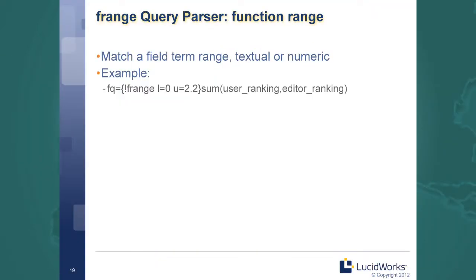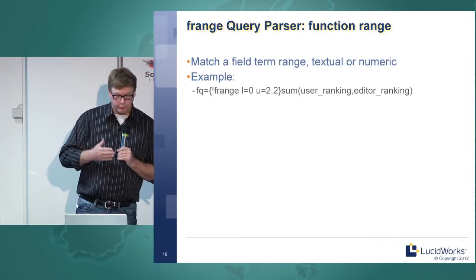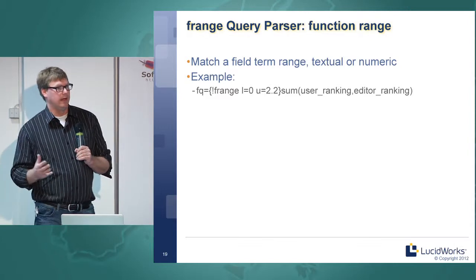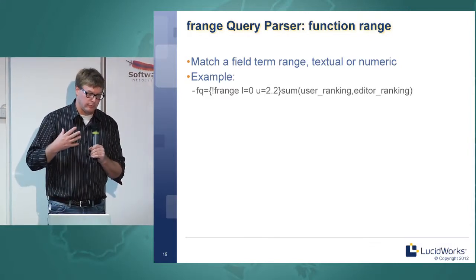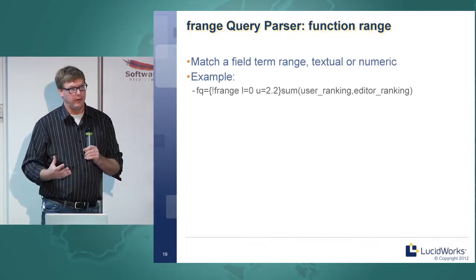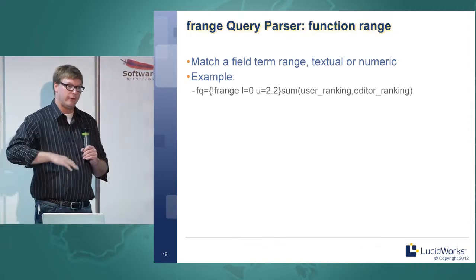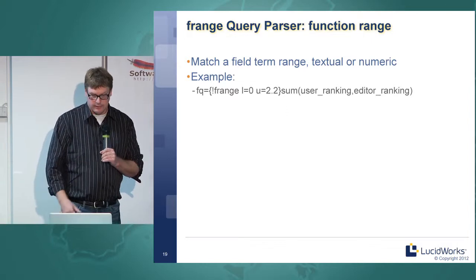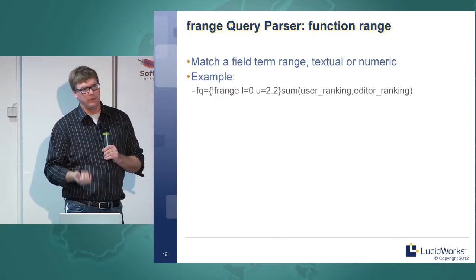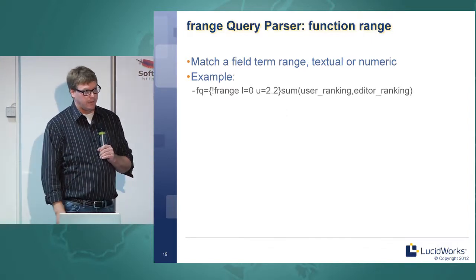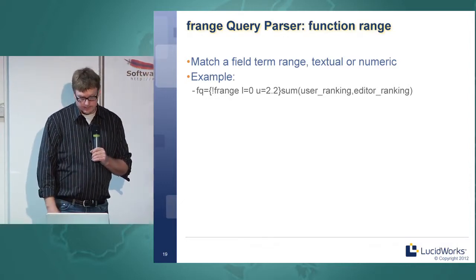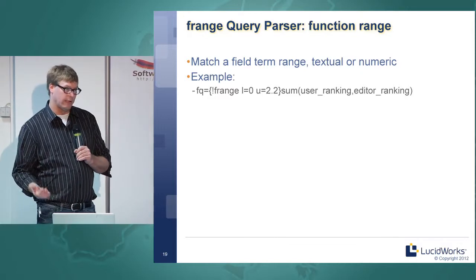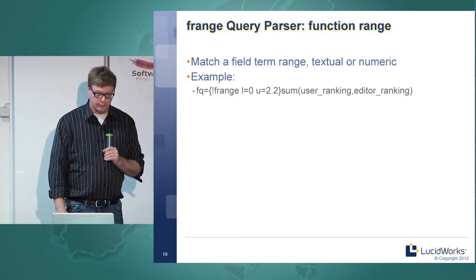Frange query parser. This one allows you to do term range, textual or numeric actually, and Yonik actually has written up some interesting stuff about being able to leverage textual ranges there and the performance benefits that you can get with textual ranges. But probably primarily you're going to be leveraging numeric type ranges on these things, and then you can provide a function or simply a numeric field value and do a range over top of that.